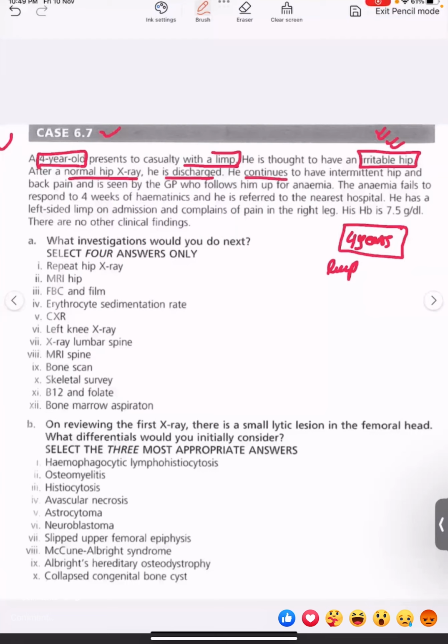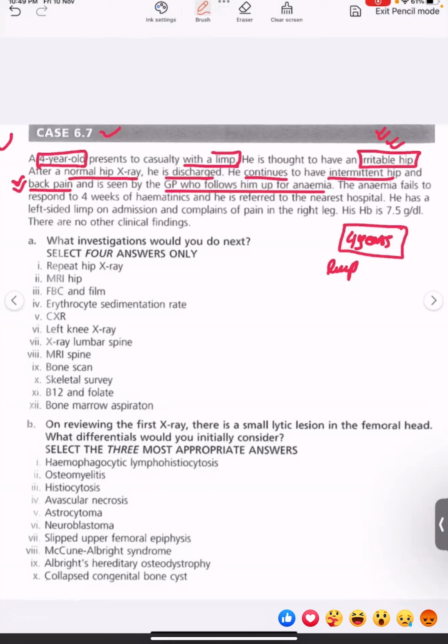He continues, but what is going to happen? He is going to have intermittent hip and back pain, and he is seen by the GP who follows him up for anemia. In one of your four clinical cases, they have said, and yes, that is the rule, in case of children, back pain should not always be ignored. Back pain always has some diagnosis, some pathology, in the pediatric population.